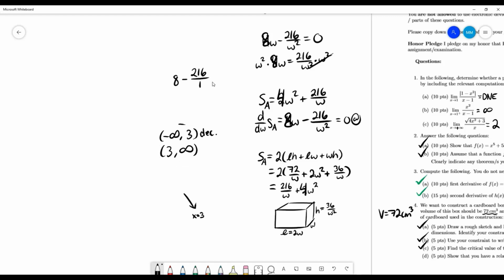And then from here, let's just plug in a 4. So it's going to be 32 minus 216 over 4 squared. So 216 over 16, let me figure that out just to make sure we're doing that right. That's going to be 108 over 8, 54 over 4, 27 over 2, which is definitely less than 32. So this is positive, and therefore increasing, which tells me that at w equals 3, we have a minimum, so that should minimize our surface area.